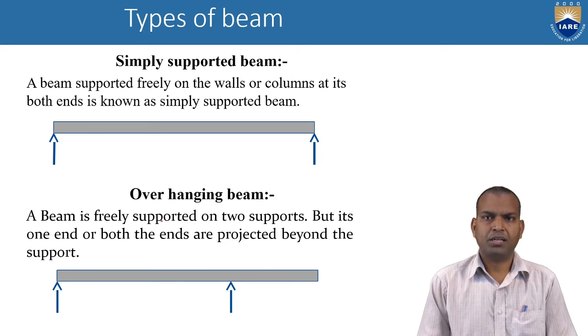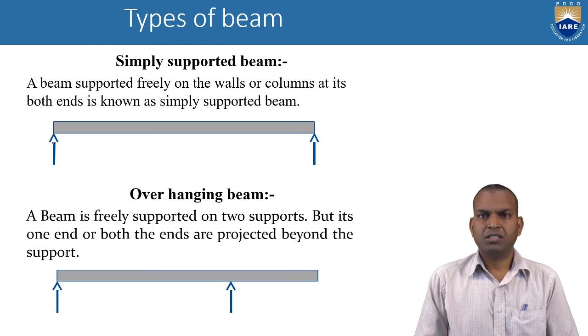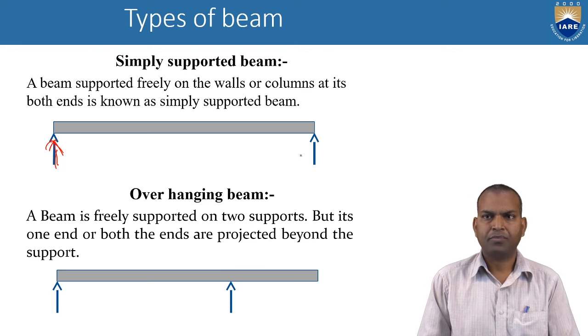Here is the simply supported beam. What is a simply supported beam? Here only one reaction is there, one reaction at one support, and another reaction at the other support, if the load is acting on this beam vertically downwards.